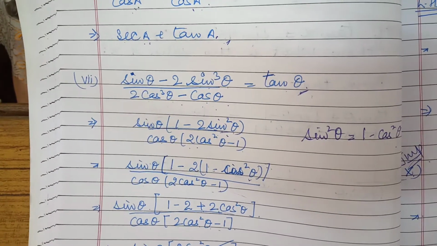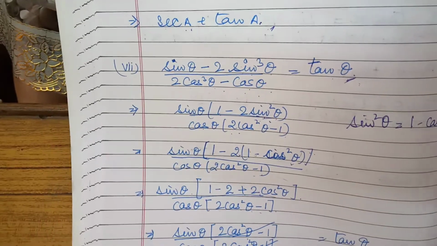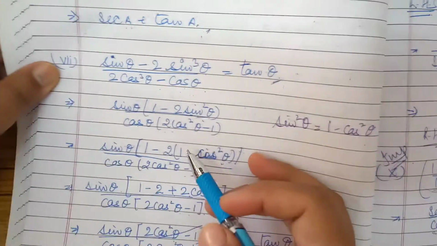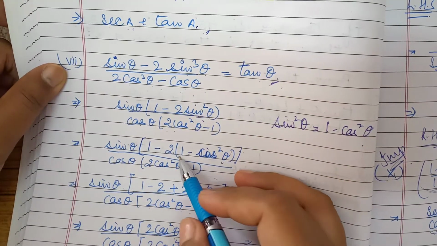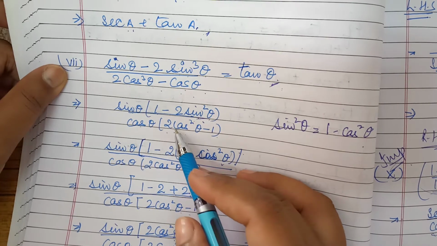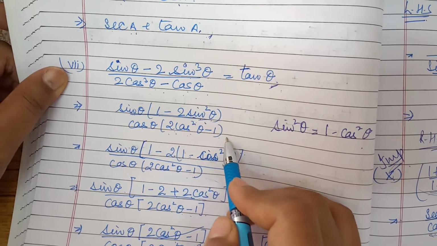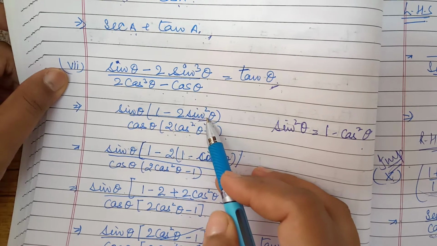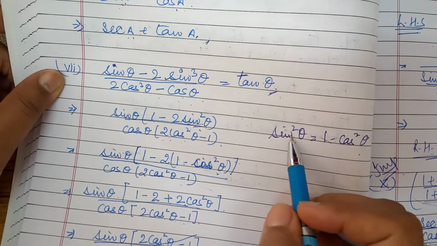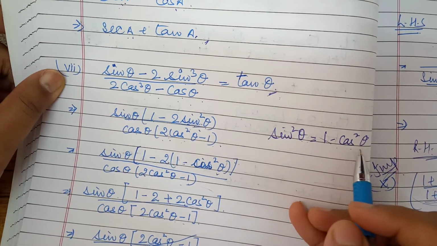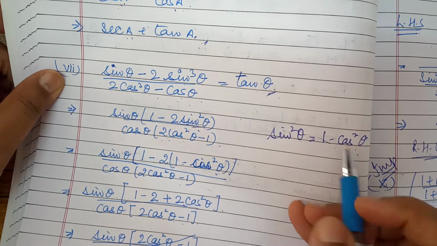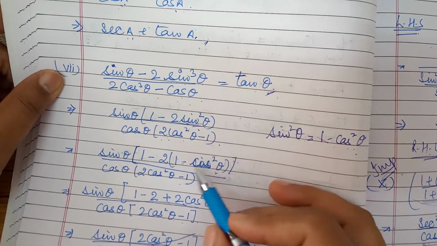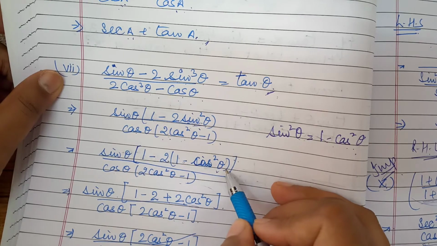Now the next, in the denominator, can we take out cos theta common? So in the denominator we are taking out cos theta common. What is left? 2 cos square theta minus 1. Now can anybody tell me the formula of sin square theta? Yes, the formula of sin square theta is 1 minus cos square theta. So in place of this we can write down 1 minus cos square theta.